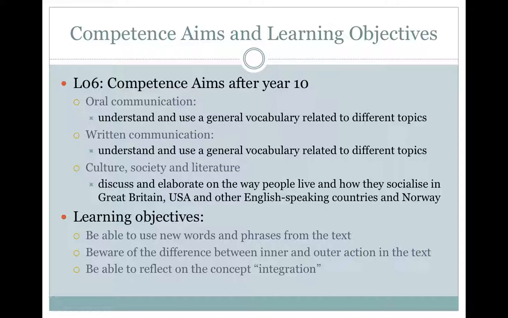So what I want them to be able to do after this 4-week period is be able to use new words and phrases from the text. I want them to be aware of the difference between inner and outer actions in a text, and I want them to be able to reflect and talk about the concept integration.